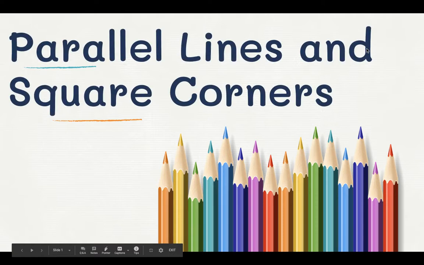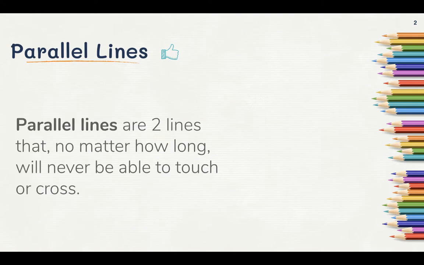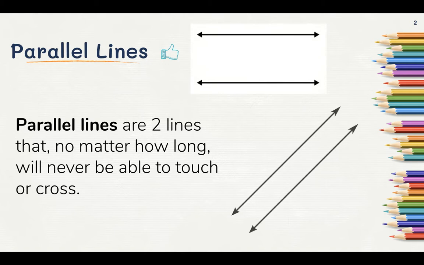Today we're going to talk just briefly about two brand new math concepts. They are parallel lines and square corners. Parallel lines are simply two or more lines that no matter how long the lines are, they will never be able to touch or they will never cross. So here are two examples of parallel lines.